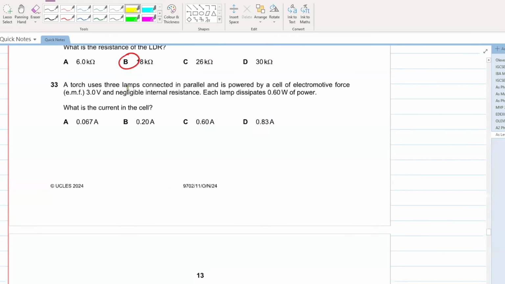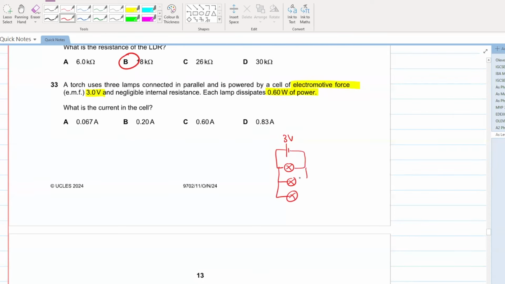A torch uses three lamps connected in parallel and is powered by a cell of electromotive force 3 volts and negligible internal resistance. Each lamp dissipates this amount of power. What is the current in the cell? Wow, what a beautiful question. Let's say you have a battery like this. This is of 3 volts. And let's say you have some lamps like this. This is the first lamp, this is the second lamp, this is the third lamp.